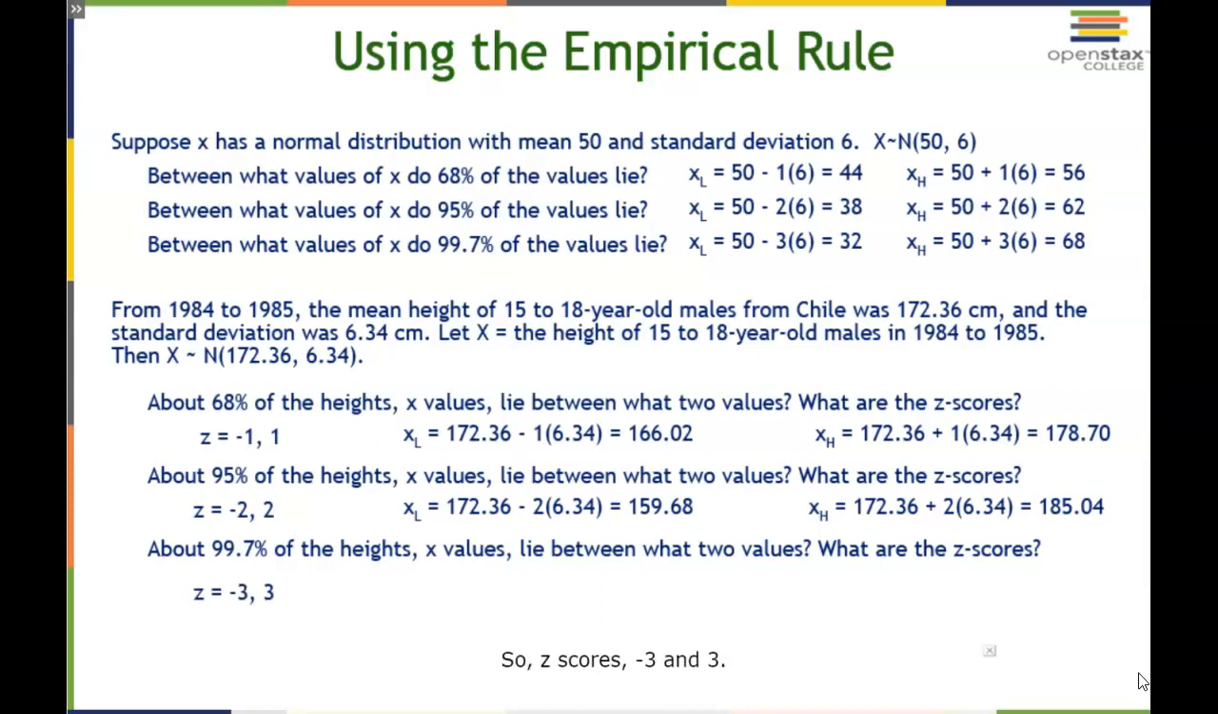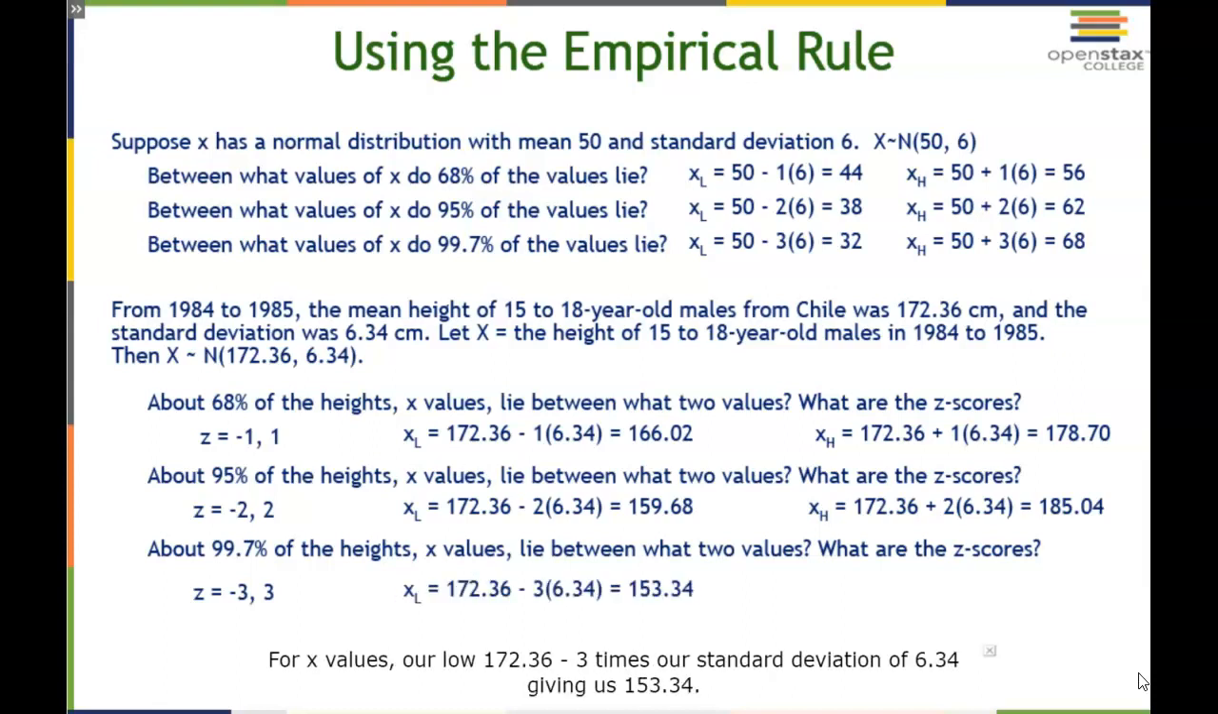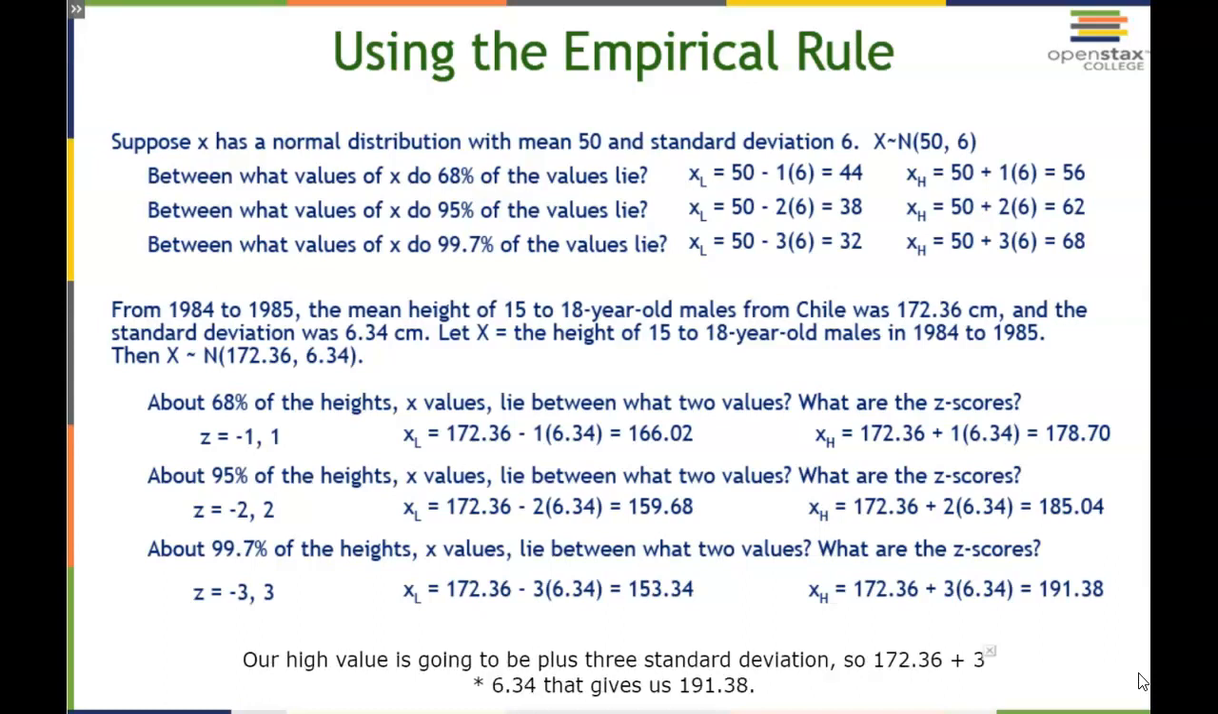Our x values, for our low, 172.36 minus 3 times our standard deviation of 6.34, giving us 153.34. Our high value is going to be plus 3 standard deviations. So 172.36 plus 3 times our 6.34, that gives us 191.38.